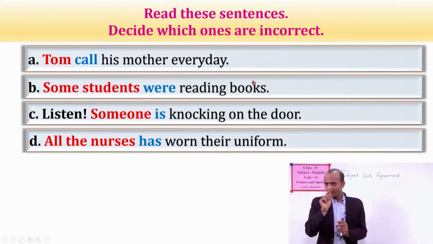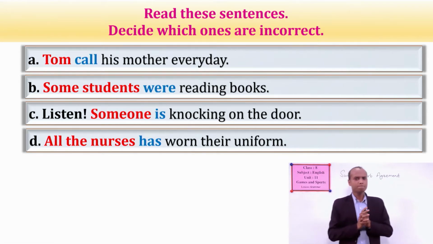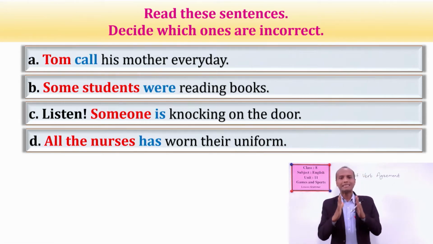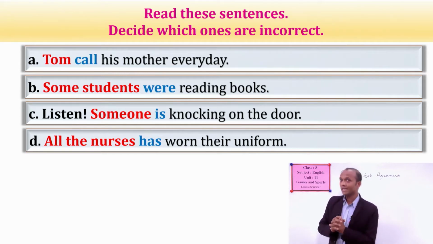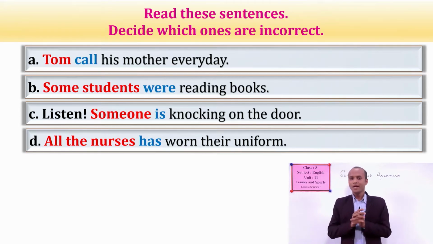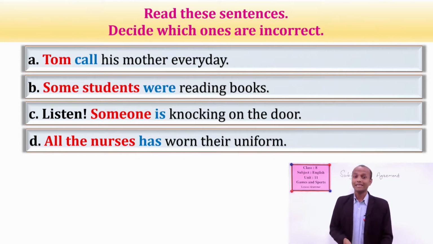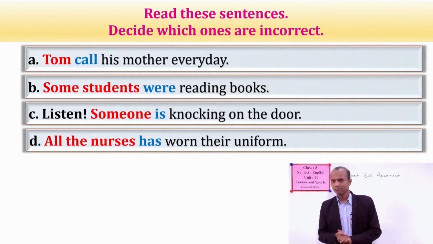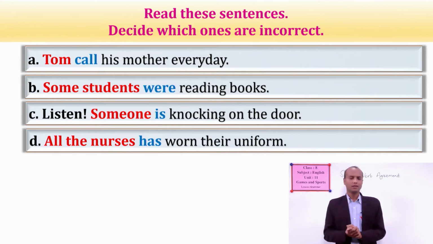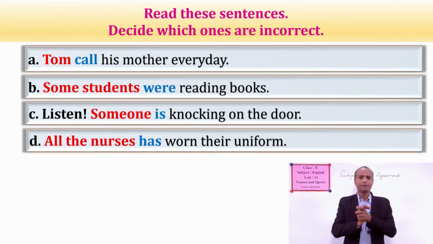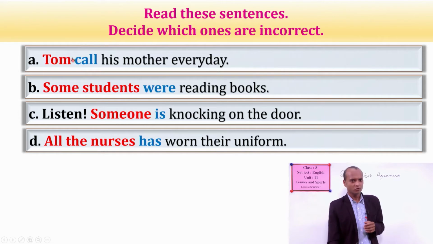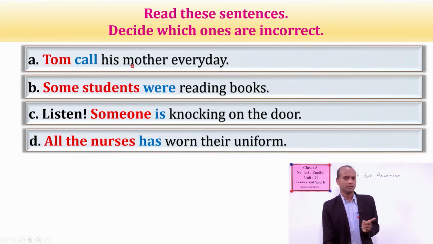Now, I'll again ask you one thing. You have to find out whether these sentences are correct or incorrect. Okay, let me read out the sentences. A: Tom called his mother every day. Now you have to guess whether the sentence is correct or not. Just look at the highlighted parts, these two parts, Tom and called. What do you think? Is it correct or incorrect?